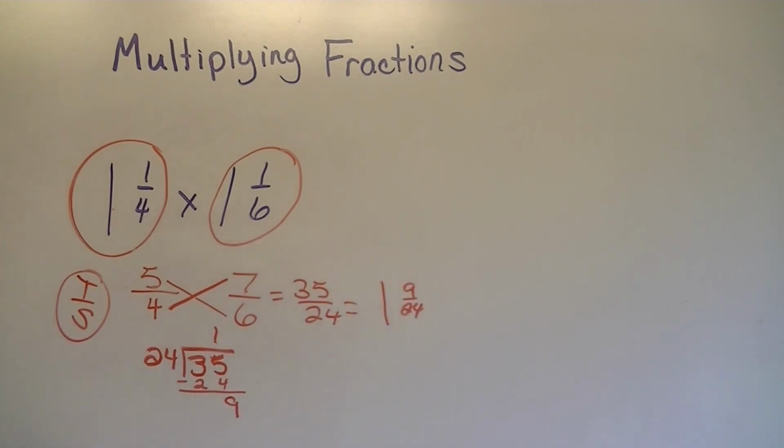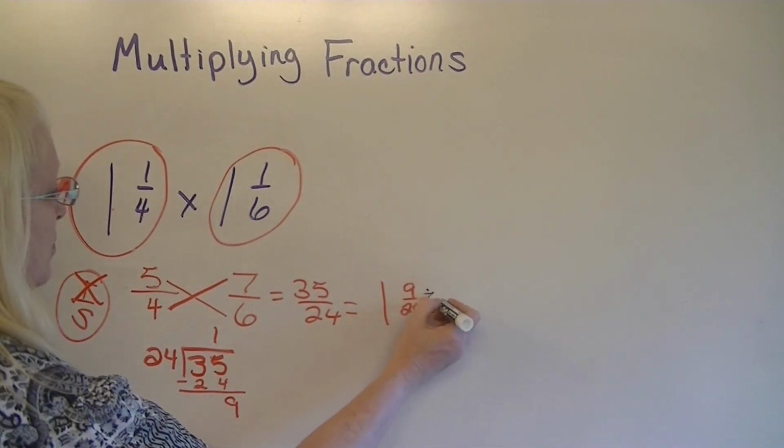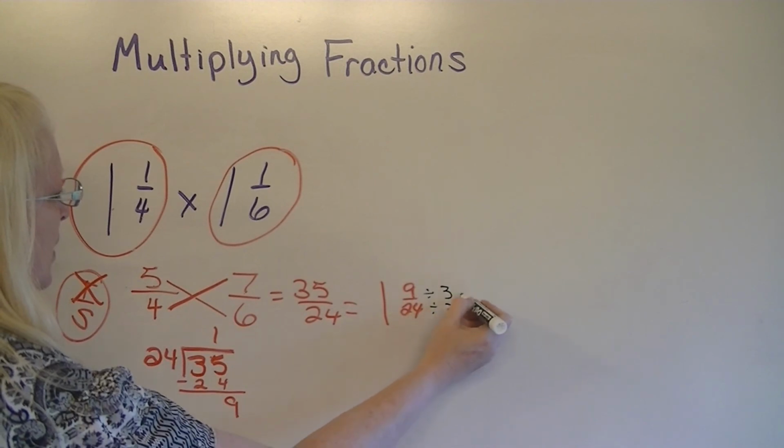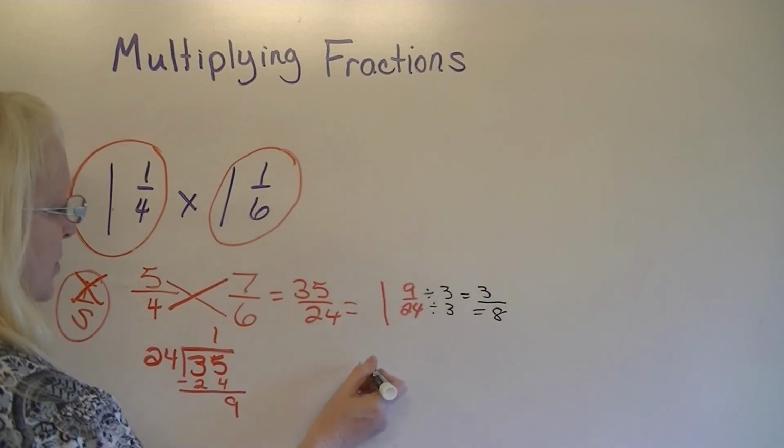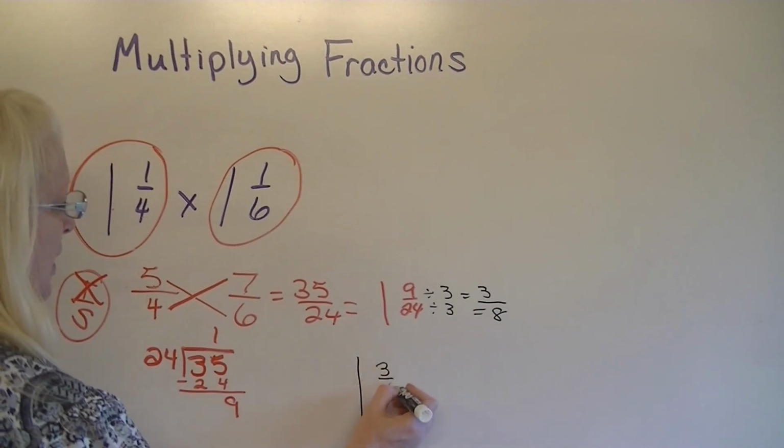1 9/24. Well, you would think that we would be done, but we're not, because when we asked the is question, we fixed the improper part, but now I came up with another fraction. I have to look at that fraction and ask, is it in simplest form? And no, it's not. 9 and 24 are both divisible by 3. So that would give me 3 and 8. So now my answer is 1 3/8.